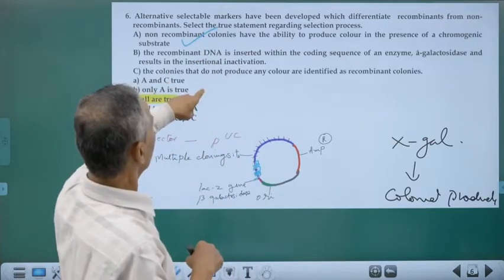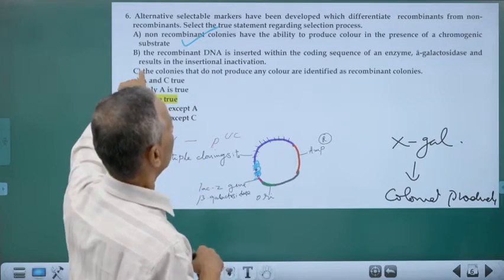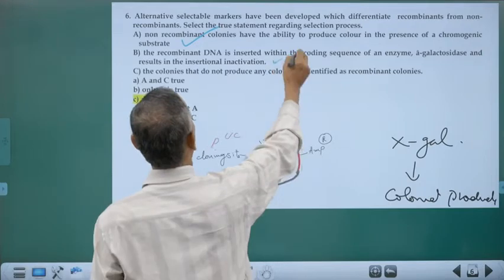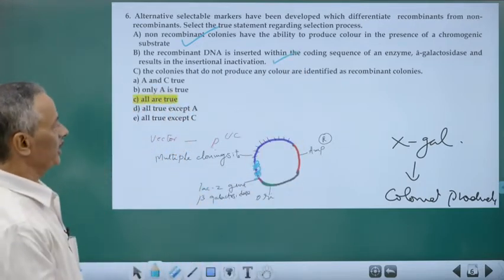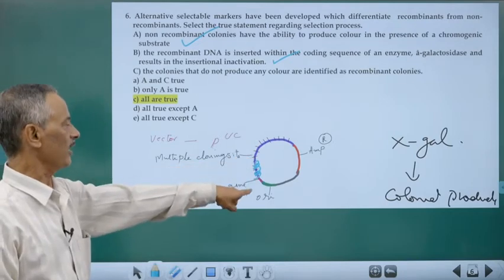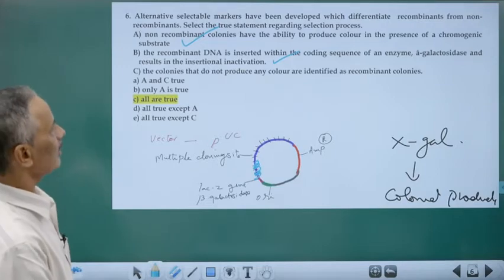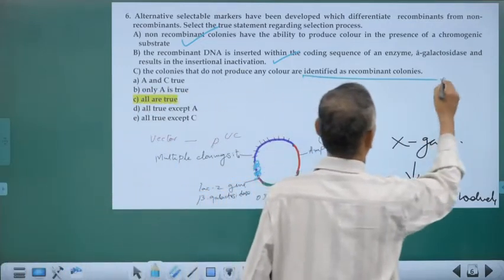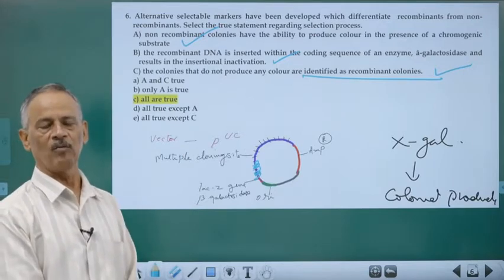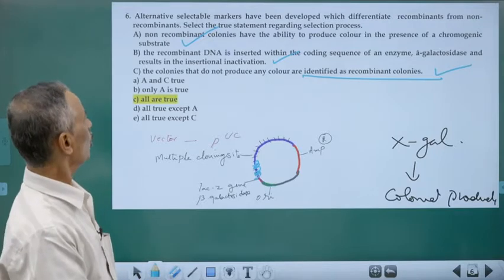The recombinant DNA is inserted within the coding sequence of an enzyme, okay, beta-galactosidase, and results in the insertional inactivation. In recombinant DNA, foreign DNA is introduced because the multiple cloning site is within that lacZ gene, and colonies that do not produce any color are identified as the recombinant colonies. That is what we want. They will be growing without any color. Okay, that's also correct. So all of them are true.